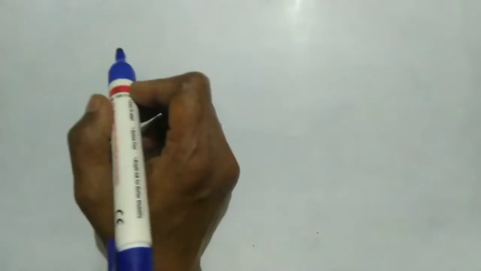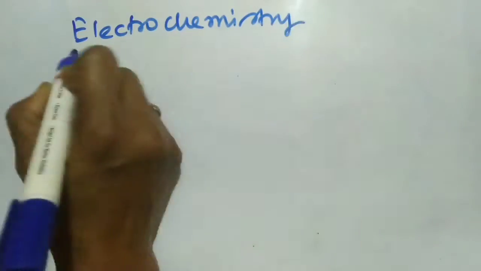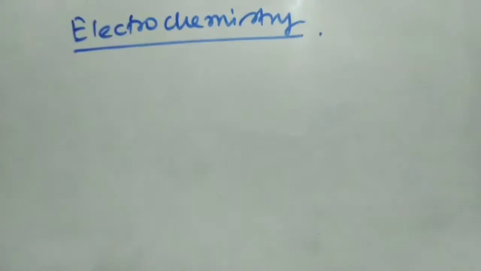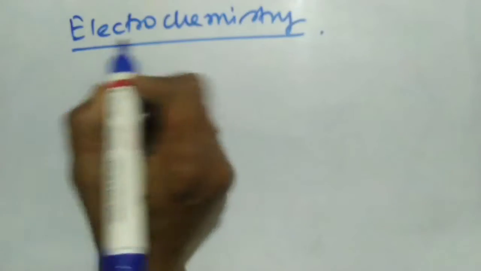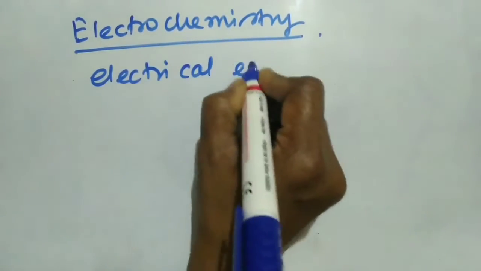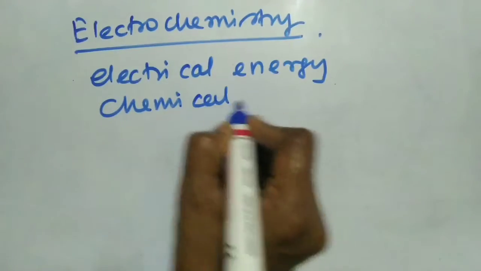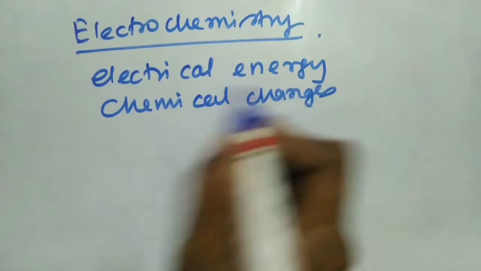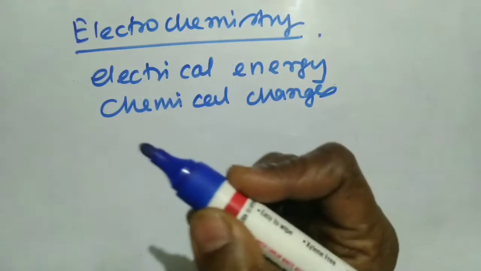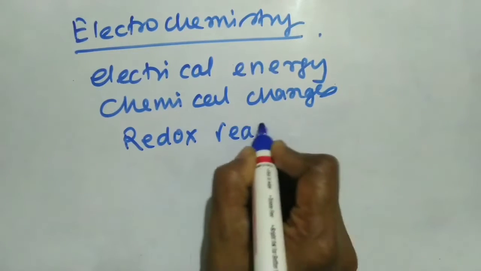In this video, we will discuss the electrochemistry of the first module. Electrochemistry is the branch of chemistry that deals with the relationship between electrical energy and chemical changes that take place in a reaction. Which reaction? In redox reactions.